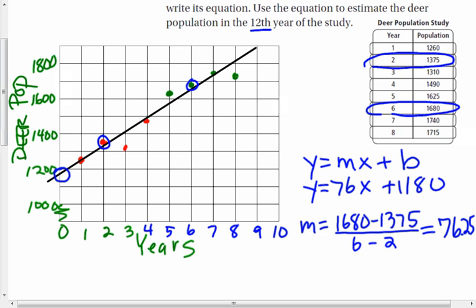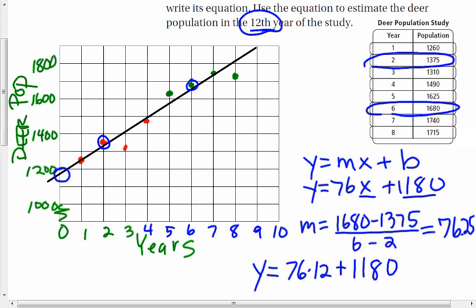And now I have an equation. Now, this equation, the input is the years, and we're going to take 76 times the number of years plus 1,180, and that's an estimate of the population. We want the 12th year, so we're going to input 12 into the equation. So I'm going to do 76 times 12 plus 1,180.